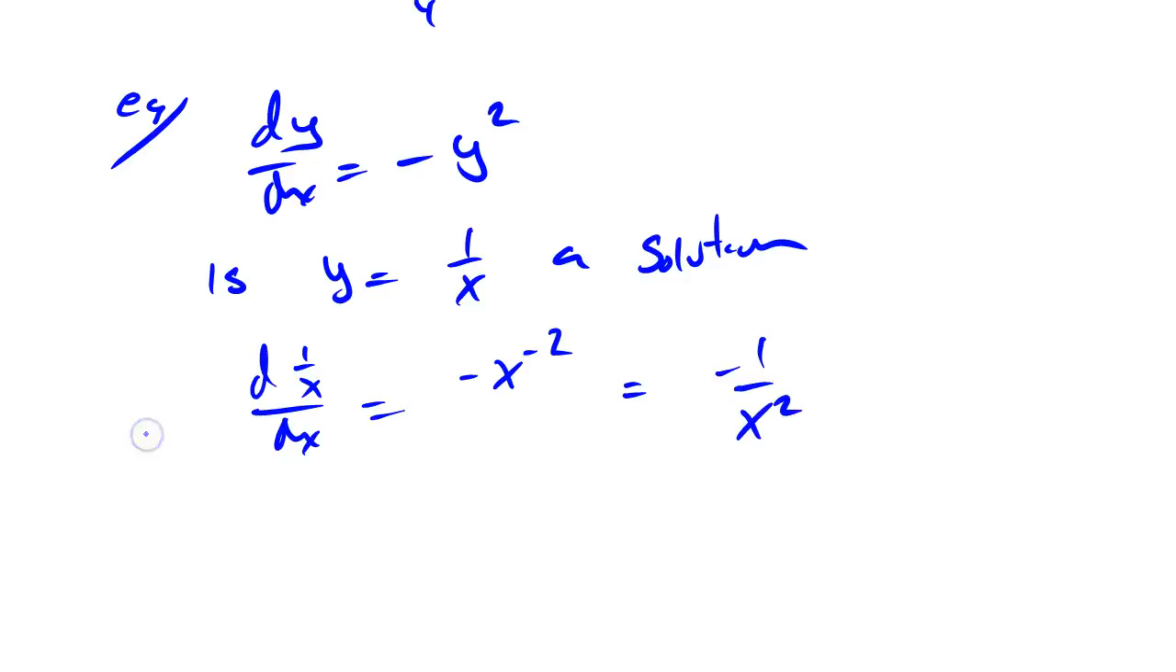And then I look at the right-hand side and I say, well, what's minus y squared? Well, y is 1 over x, so minus y squared is minus 1 over x squared. Sure enough, those are equal to each other. So yes, y equals 1 over x is a solution to that differential equation.